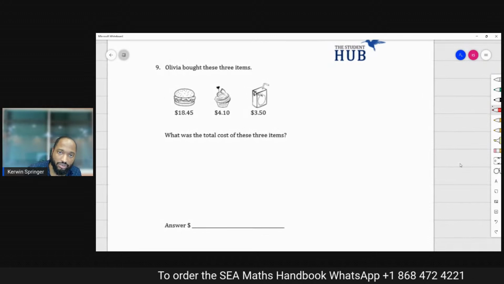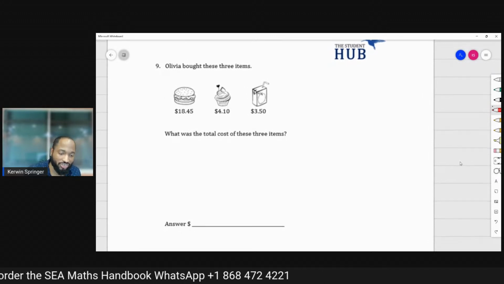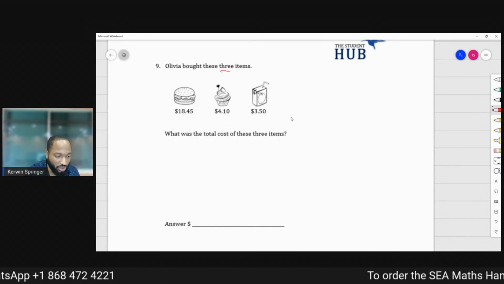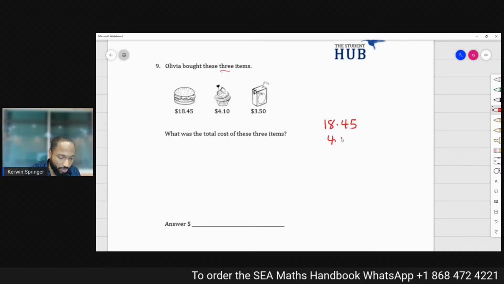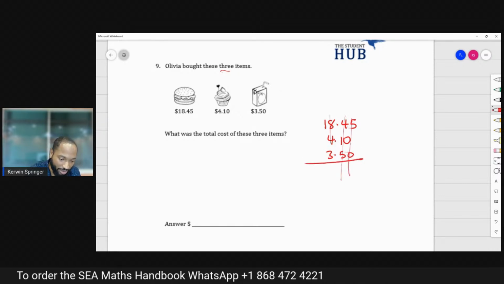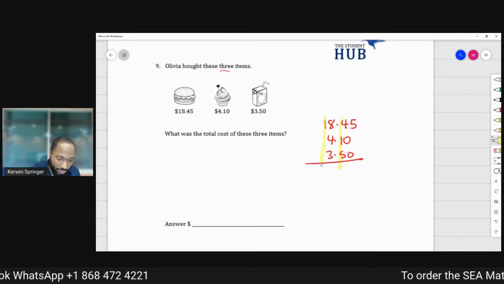Olivia bought these 3 items. What's the total cost? Ooh, a little addition for us right now. 4.10, 3.50. So make sure everything is lining up there. That's how we're going to add it up. You'll catch it. Everything is lining up.